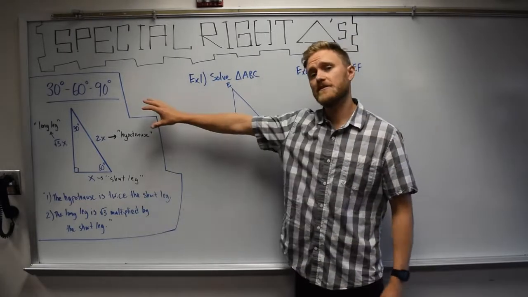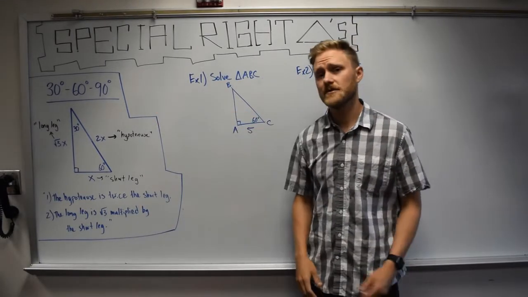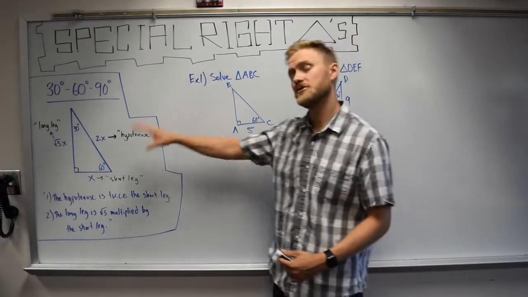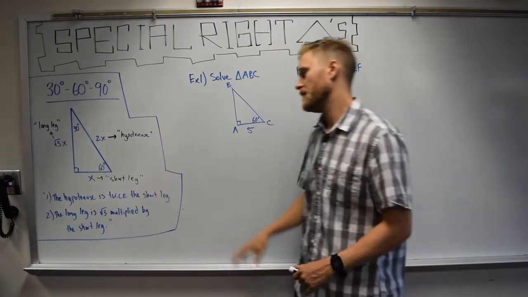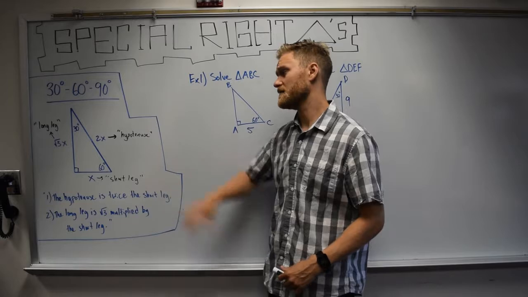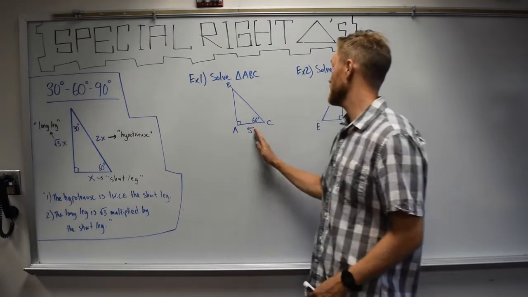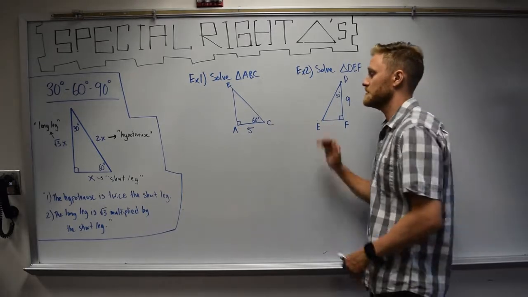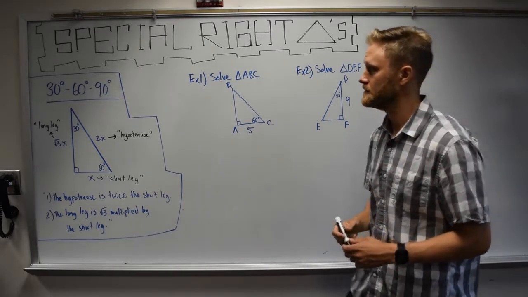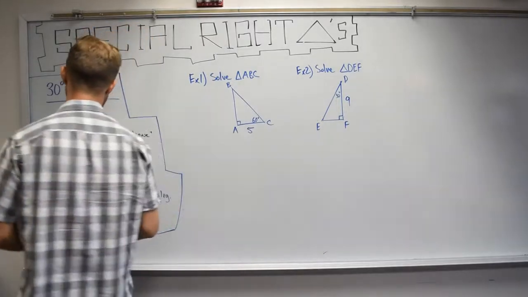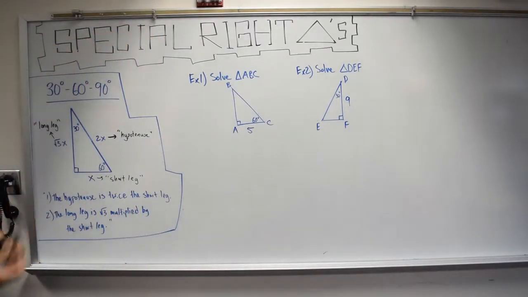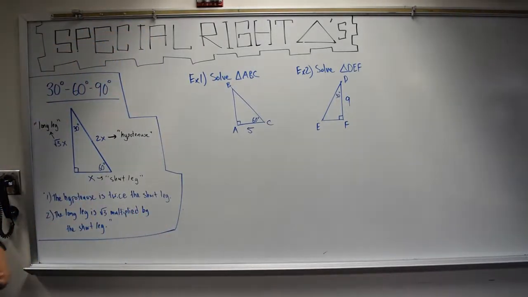Here we're going to look at the 30, 60, 90 special right triangle, and we're going to look at the relationship between the sides. We won't talk about where that relationship comes from. We'll do that in the next video. And then we're going to apply that relationship to these two examples to solve each triangle. So let's go over what the relationships are between the sides in a 30, 60, 90 triangle.